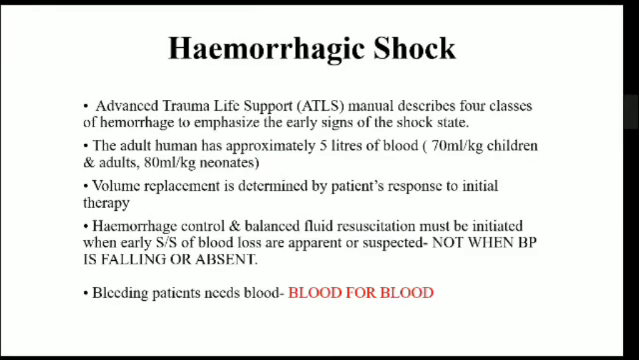Now, hemorrhagic shock. The Advanced Trauma Life Support manual describes 4 classes of shock to emphasize the early signs of the shock state. The adult human has approximately 5 liters of blood, that is 70 ml per kg in adults and 80 ml per kg in children. Volume replacement is determined by the patient's response to initial therapy. Hemorrhage control and balanced fluid resuscitation must be initiated when early signs and symptoms of blood loss are apparent or suspected. Bleeding patients need blood, that is blood for blood.